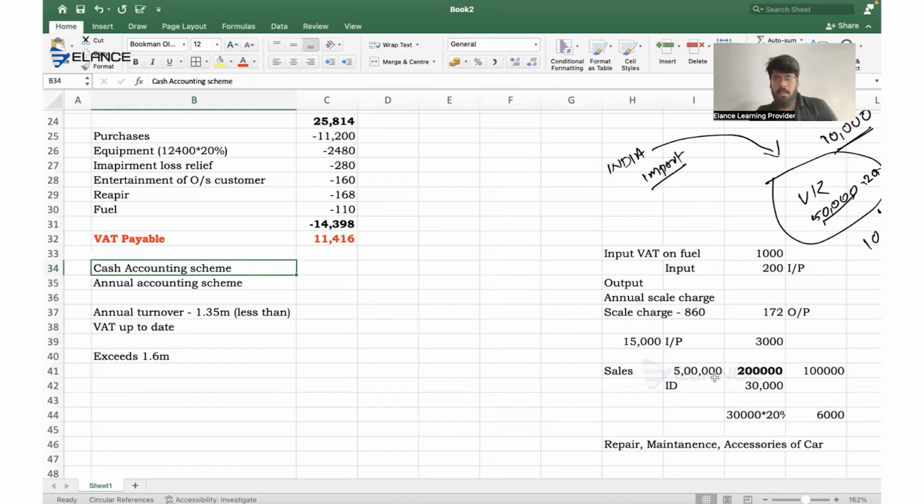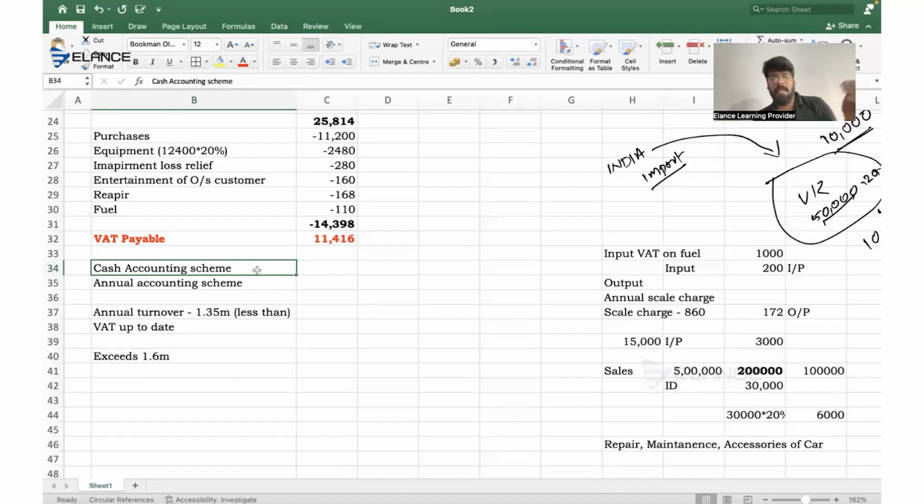Okay, previously we discussed the impairment loss relief. Under the cash accounting scheme, that impairment loss relief is automatically covered, because I only need to pay tax on the amount I actually receive from a sale. There is no need to pay any output VAT on credit sales.